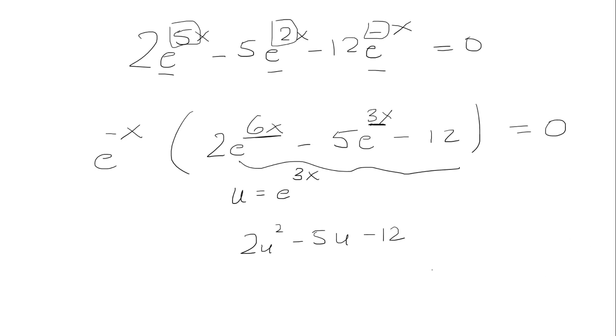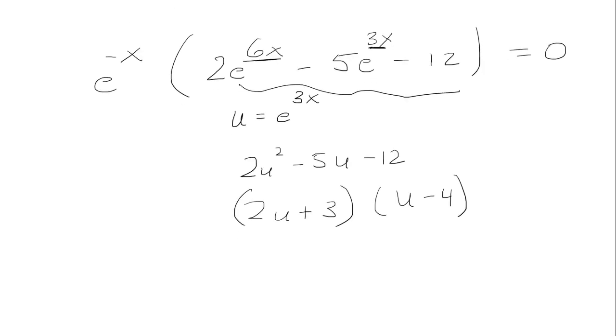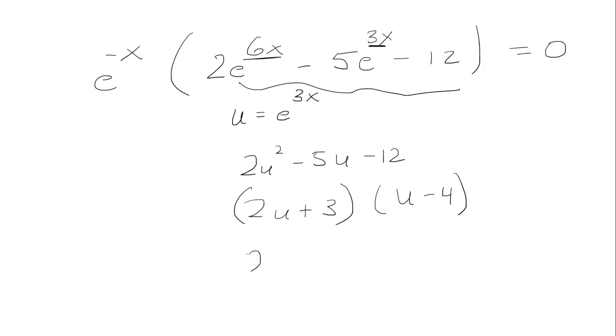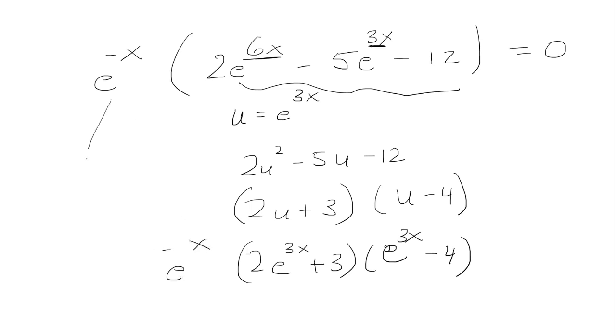And now we can factor this nicely as (2u plus 3)(u minus 4). From here we can substitute back. So we will put in e to the 3x for u. Okay, and then we'll have e to the negative x, so this guy just comes down. Set that equal to 0.